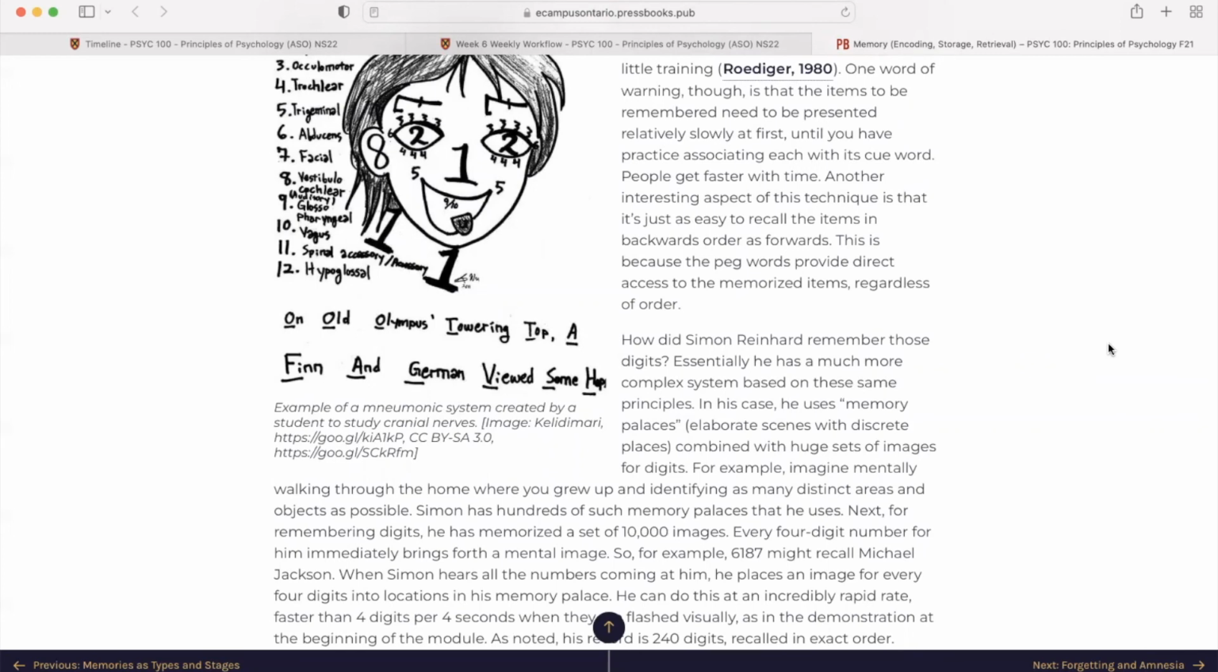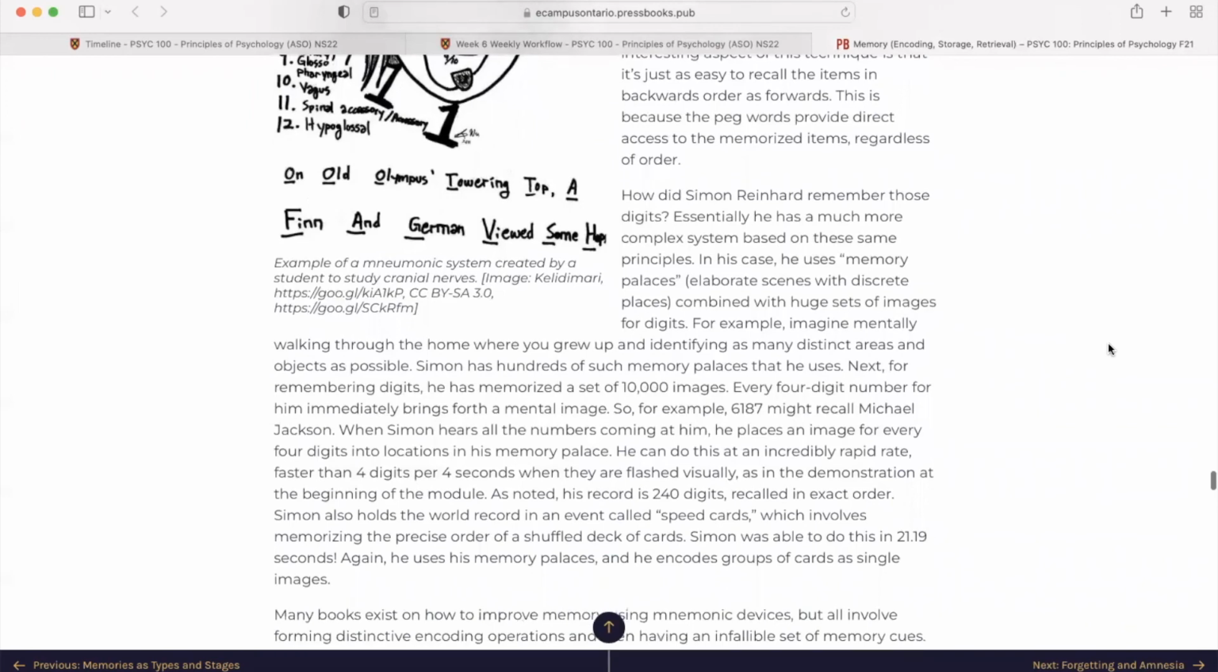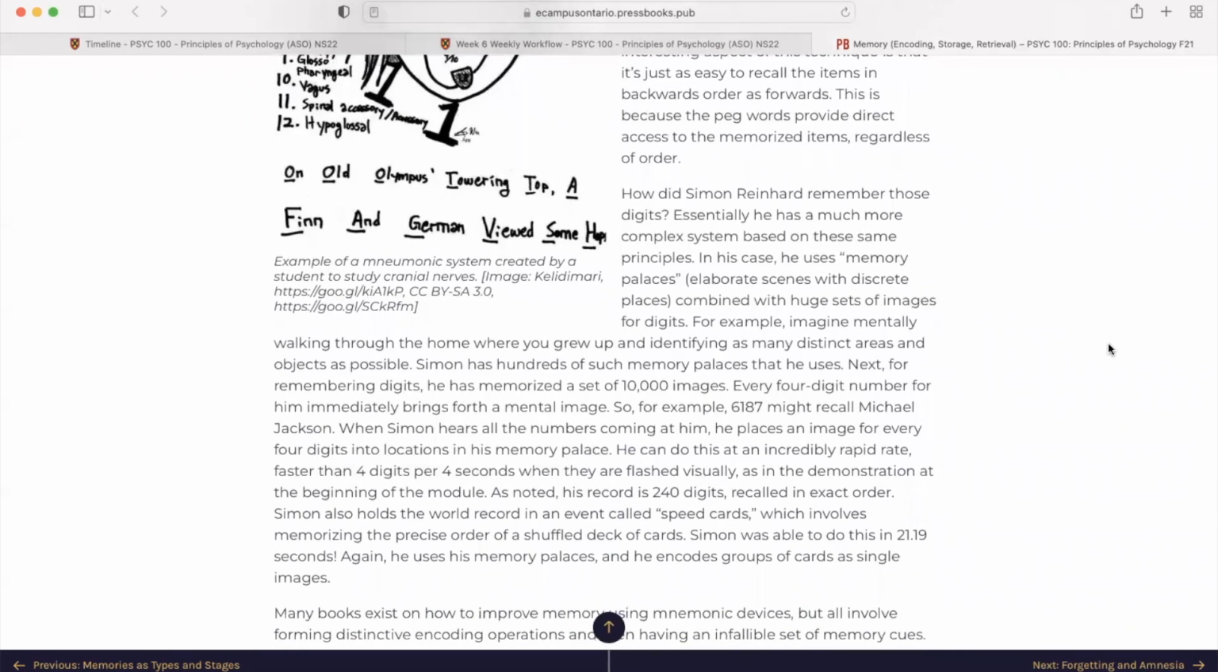When Simon hears all the numbers coming at him, he places an image for every 4 digits into locations in his memory palace. He can do this at an incredibly rapid rate, faster than 4 digits per 4 seconds, when they are flashed visually, as in the demonstration at the beginning of the module. As noted, his record is 240 digits, recalled in exact order. Simon also holds the world record in an event called Speed Cards, which involves memorizing the precise order of a shuffled deck of cards. Simon was able to do this in 21.19 seconds. Again, he uses his memory palaces and he encodes groups of cards as single images.